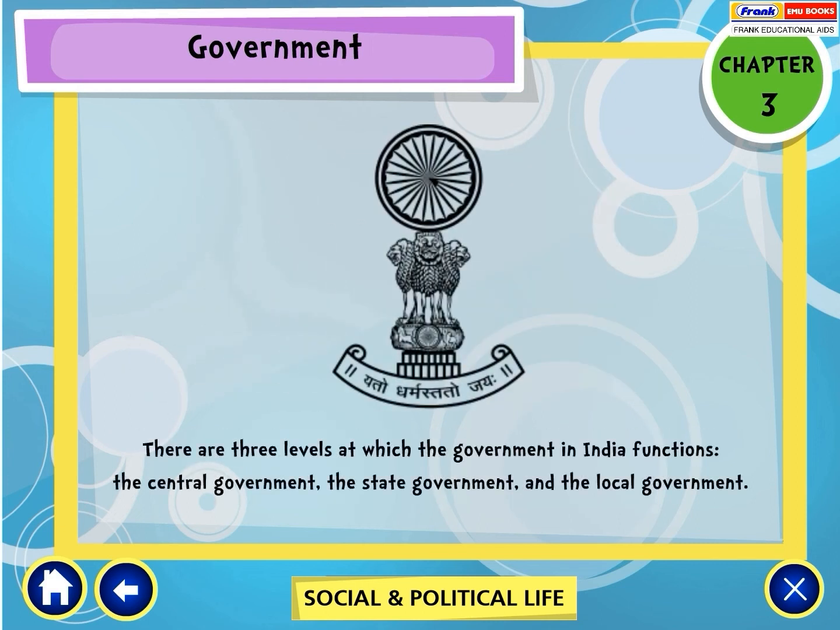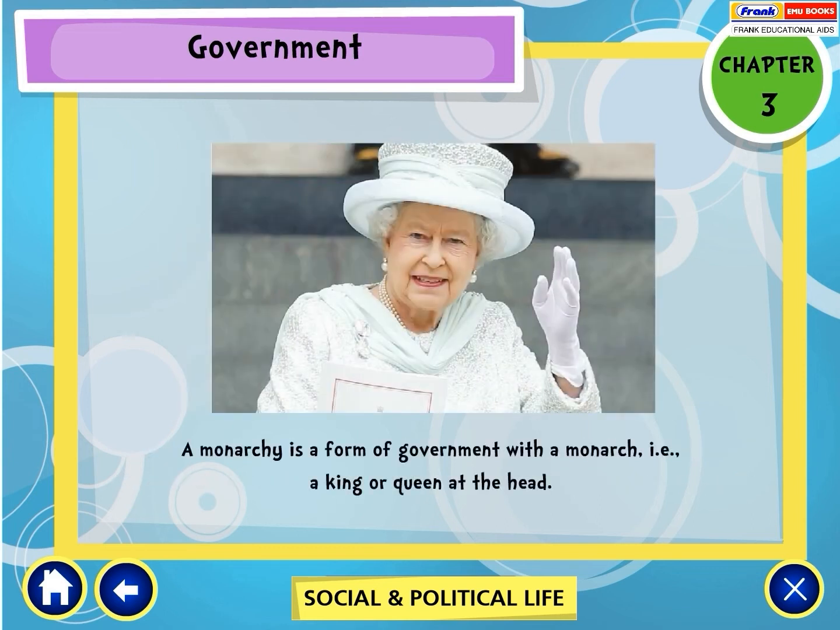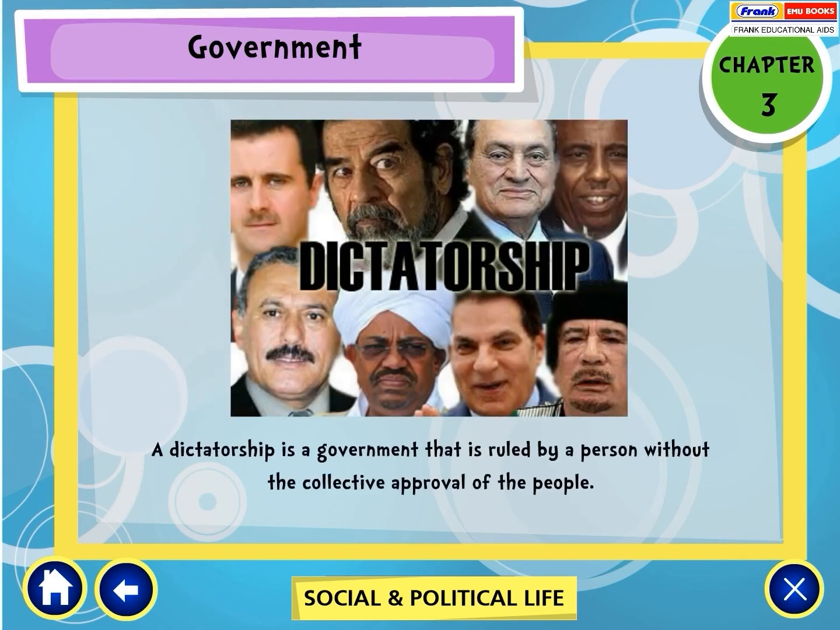There are 3 levels at which the government in India functions: the central government, the state government, and the local government. A monarchy is a form of government with a monarch, that is, a king or queen at the head. A dictatorship is a government that is ruled by a person without the collective approval of the people.